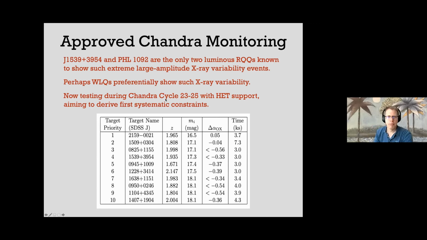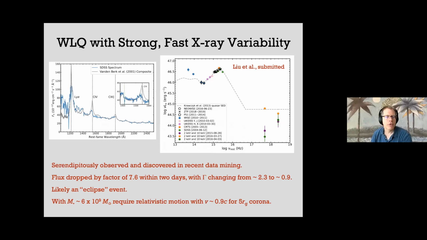We put in a Chandra multi-cycle observing proposal for Chandra cycles 23 to 25. By observing 10 weak-line quasars once per year over 3 years with Chandra, we aim to derive the first systematic constraints on X-ray variability for weak-line quasars. This will let us assess quantitatively: is the X-ray variability among weak-line quasars indeed somehow enhanced? Are these extreme X-ray variability events preferentially occurring among the weak-line quasars? We're going to try to address that systematically. We will also be re-observing them with the HET to get systematic optical spectroscopy each time there's a Chandra observation.